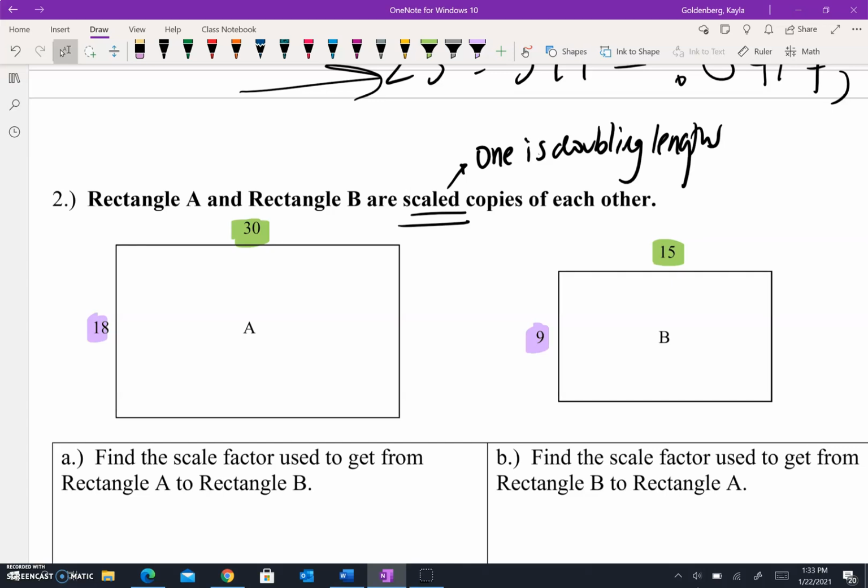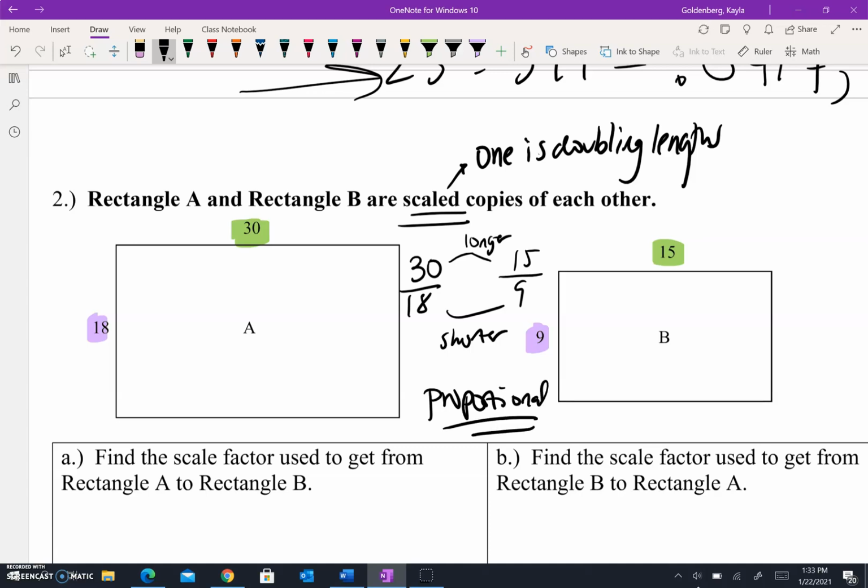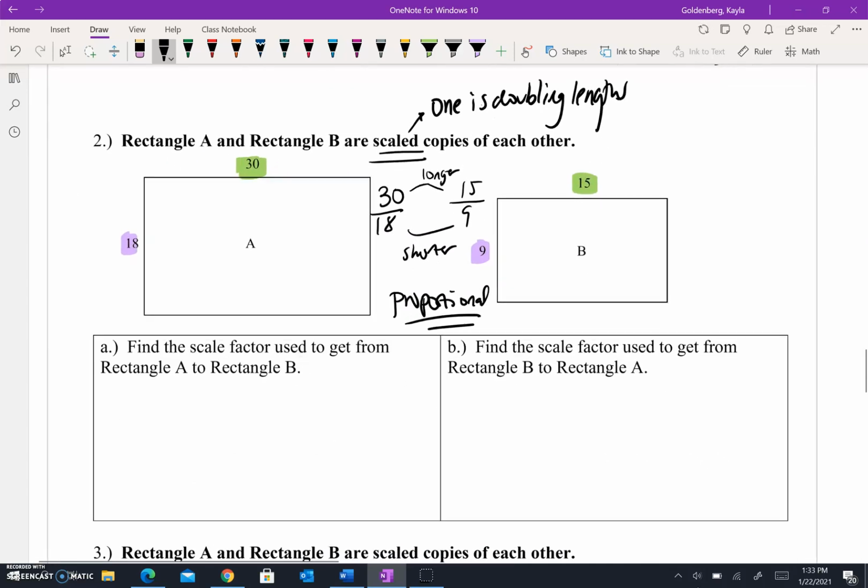And that is an important thing to see, right? If I did something like 30 over 18, the longer side over the shorter, this one longer over shorter, it would be 15 over 9, right? So longer on top, shorter on the bottom. Notice when I do those fractions, I have proportional fractions, right? One is double the other. So I'm going to write that out just to connect that dot, because this is connecting to the proportional idea. It's just not quite as easy to see at first.